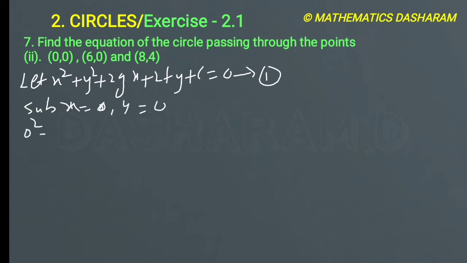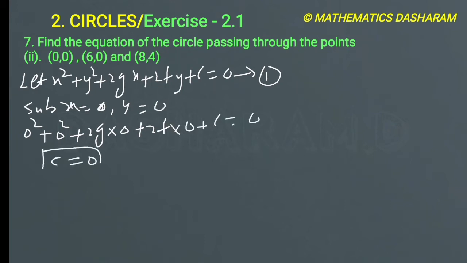So 0 square plus 0 square plus 2g into 0 plus 2f into 0 plus c equals to 0. Then overall c equals to 0 is the first answer. Next substitute the second point, that is 6 comma 0. So x equals to 6, y equals to 0.